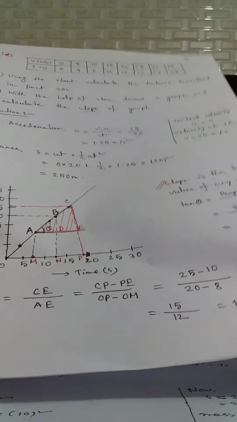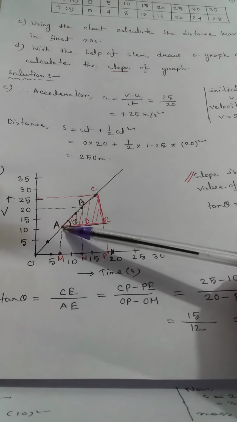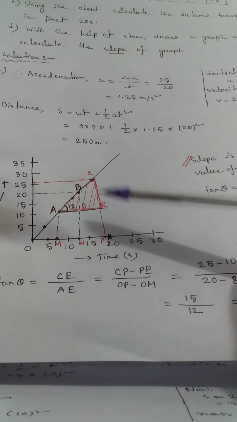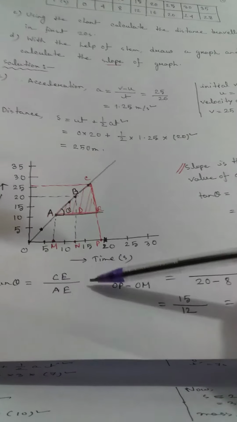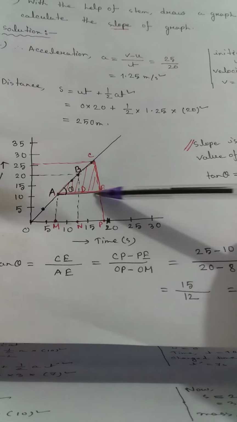Now let's determine a single value for this graph. I have marked some points here. For any point we can determine the slope. For example, I have considered here this area shaded with a red mark.